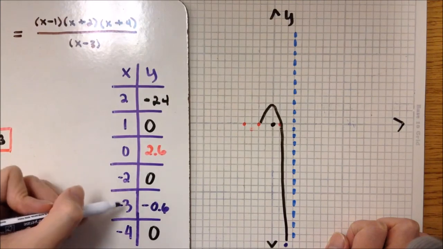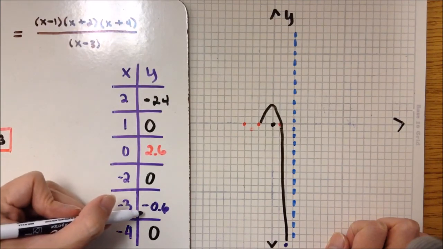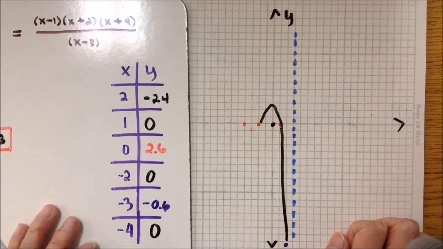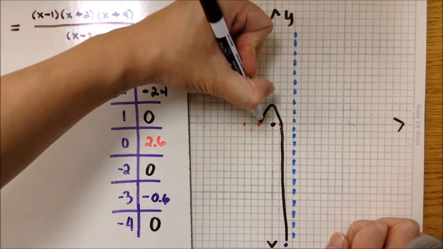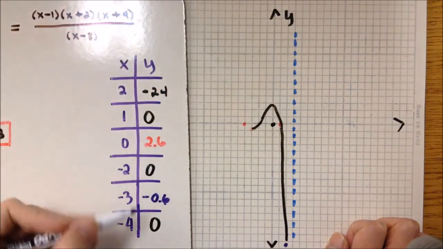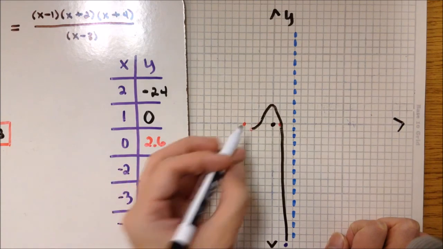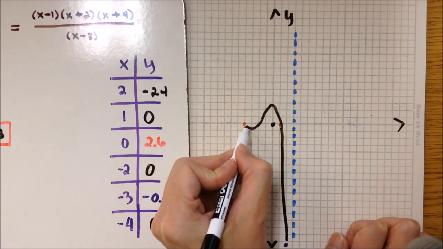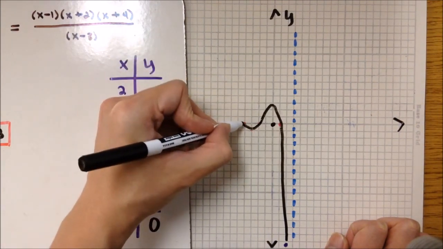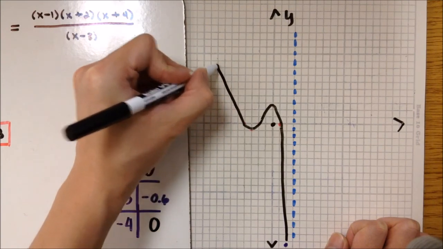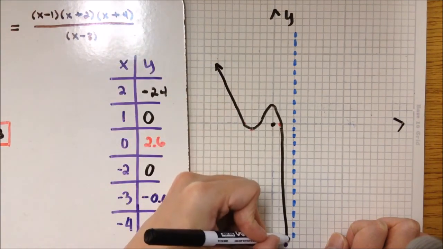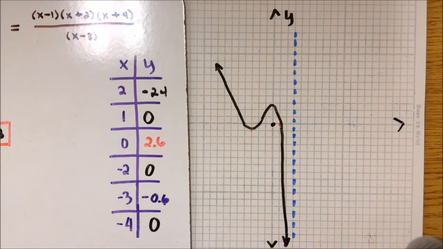And then after that, it's going to be negative 3, comma negative 0.6. So I'm going to go down. And then I'm going to hit at negative 4, 0. So I'm going to go back up. And then I'm going to just go straight up. So here is our graph for a rational function.